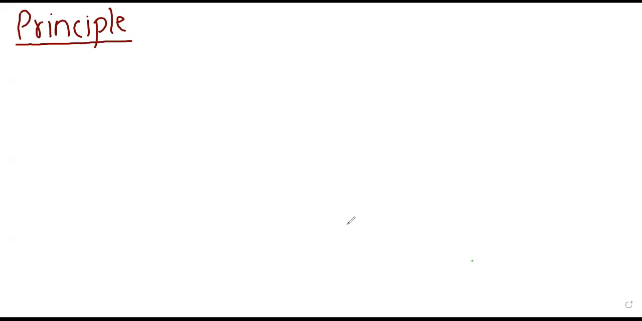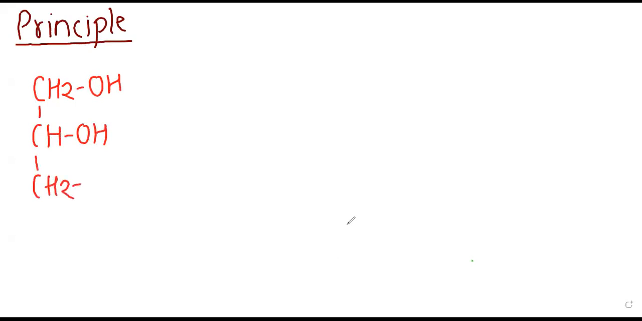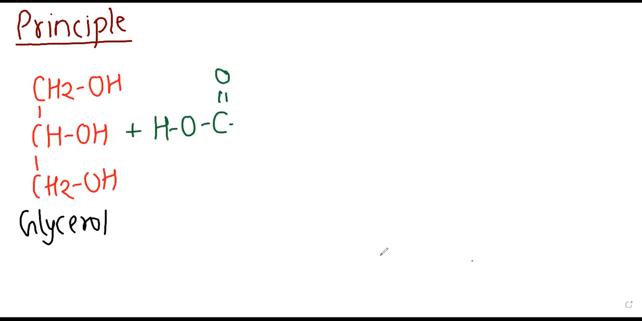It is so easy to remember, right? At first, you have to remember the molecular formula of glycerol. Look at here. This is the molecular formula of glycerol. This is the glycerol molecule. Glycerol is heated with the oxalic acid. The molecular formula of oxalic acid: look at here, COOH and COOH. This is the molecular formula of oxalic acid. This compound is oxalic acid.